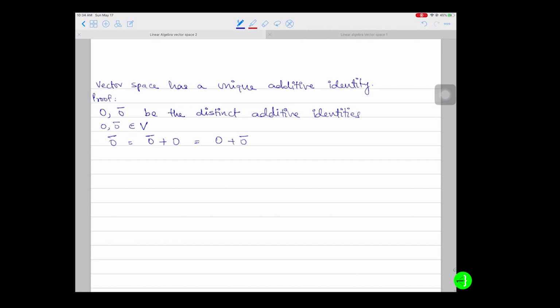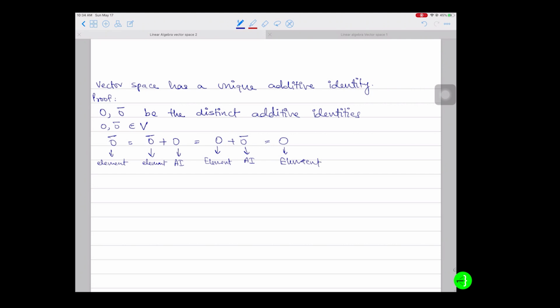Basically, adding 0 to 0 bar, such as adding 0 to an element or adding the 0 bar to the element, we are getting the same thing, which is 0. Here we are talking about the element, and this 0 refers to the additive identity. Then this 0 again refers to the element of the set, and this 0 bar refers to the additive identity, and here this is the element again.